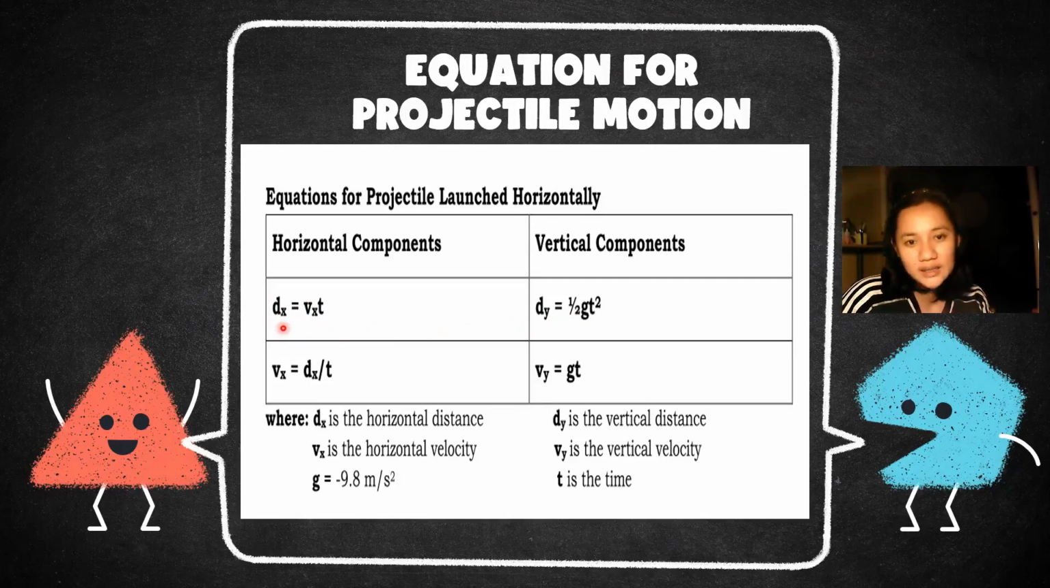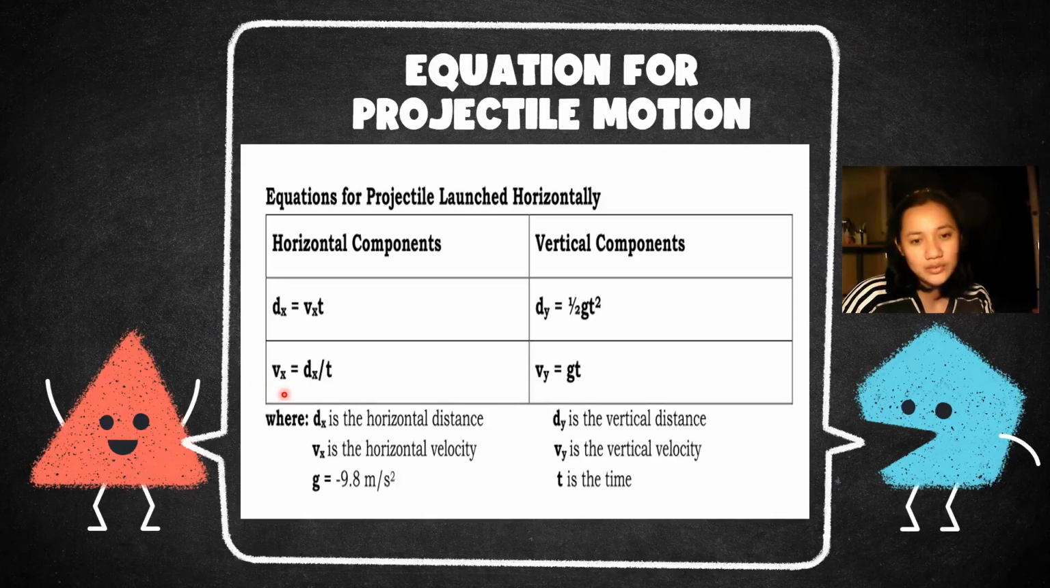Those mean that they represent a distance under the horizontal component, while in here, it's distance under the vertical component. That's why there are sub x and sub y. Remember, when there is an x, it is under the horizontal component; when it is y, it is under the vertical component.